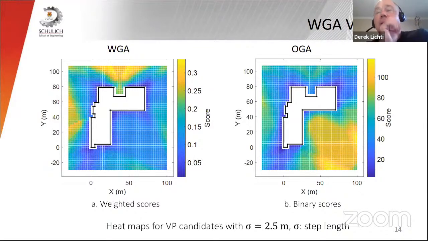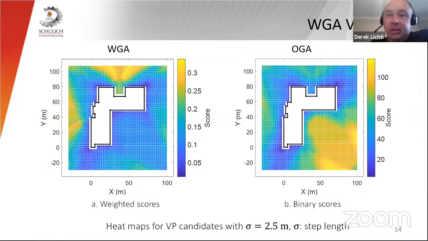We have the heat maps showing the candidate scores from the weighted greedy algorithm and the original. We cannot directly compare the scores in these heat maps because one is non-integer and the other is integer, but we can compare the patterns. Yellow in both cases means higher priority. You can see that the weighted greedy algorithm gives us a completely different picture in many areas. So it prioritizes certain viewpoints quite differently.